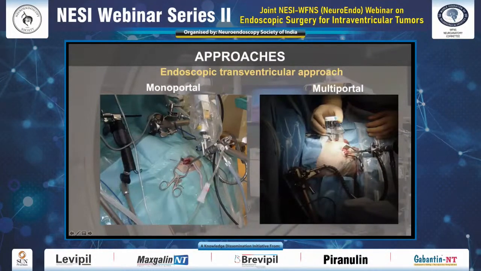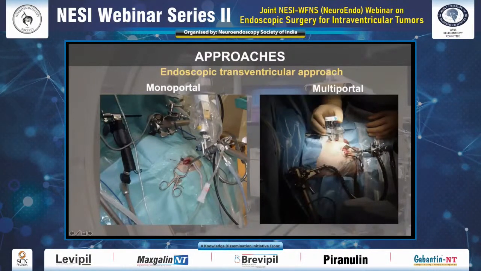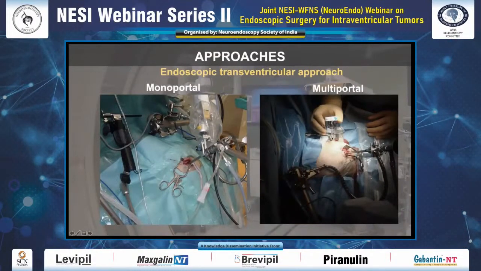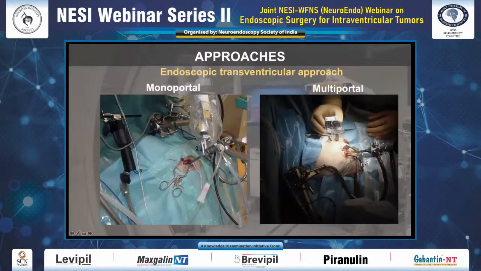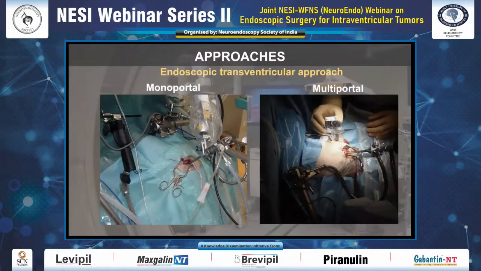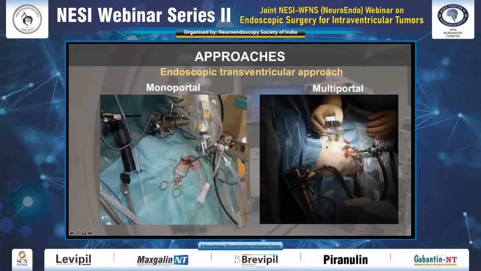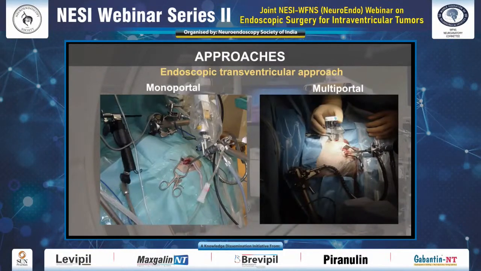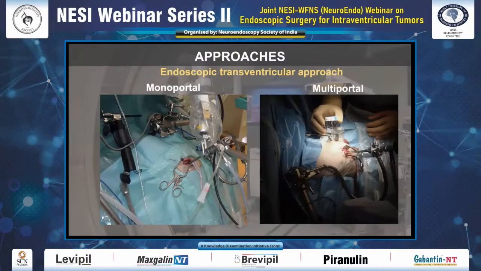This is a multi-portal approach, for example the biportal approach. You see one is a pure endoscopic port for the endoscope, for visualization. The other is a port for the instruments only. With the biportal approach, this is not combined. This is the standard technique for biportal: one port for visualization by endoscope, another port for working with the instruments. But again, a lot of combinations are possible, as I showed before in the classification.